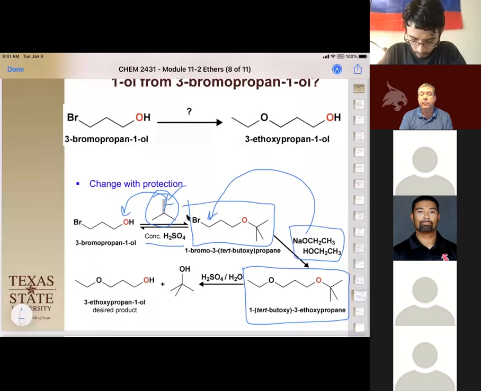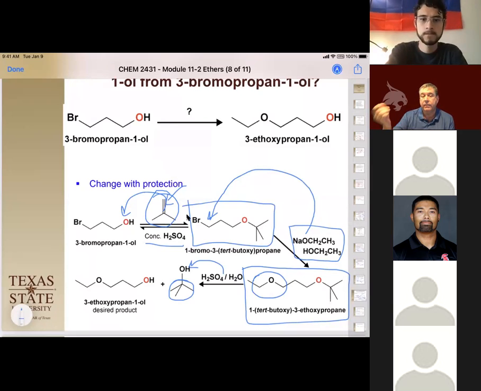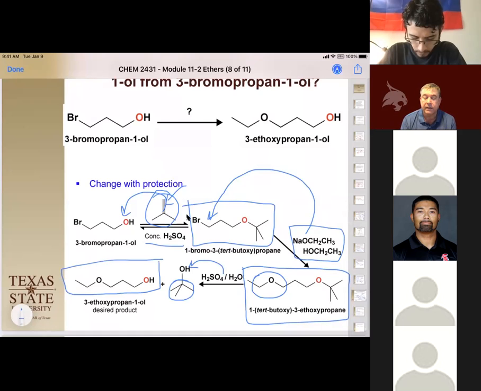But the reactivity of these two different ethers is very, very different. This would only clip off with strong aqueous acid like HBr. However, because we have the isobutylene group here, we can use dilute sulfuric acid to create that carbocation and then eventually react it with OH to get to our alcohol and our desired product in very high yield.